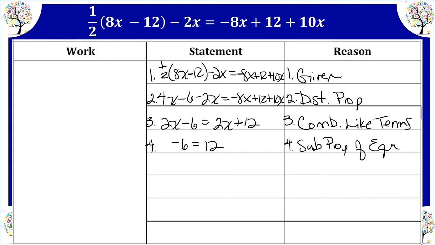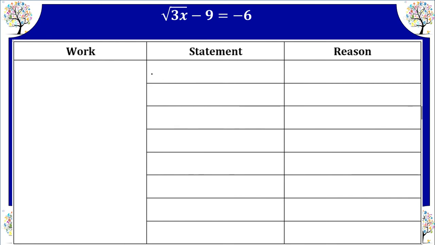When you have no variables left in your last statement, and the last statement is false, -6 does not equal 12, then we have no solution. This means no value. If I replace x with a value, there's no value that would ever make the left side equal the right side.